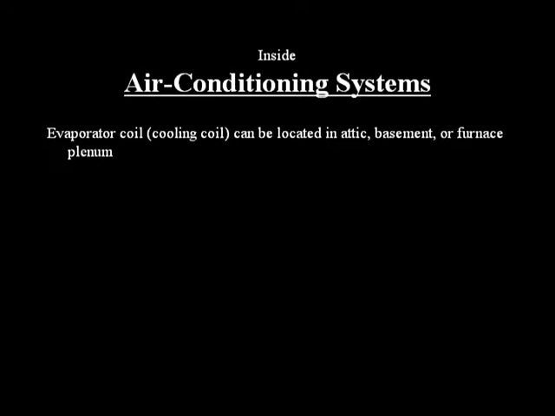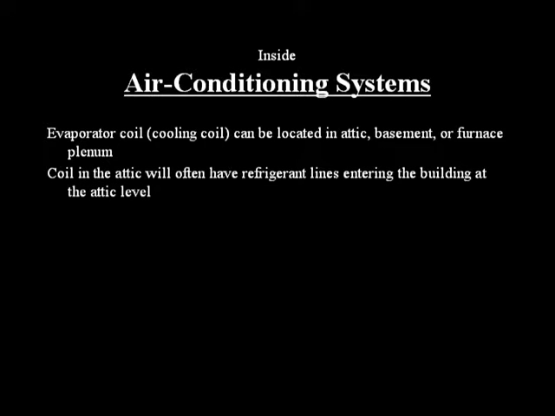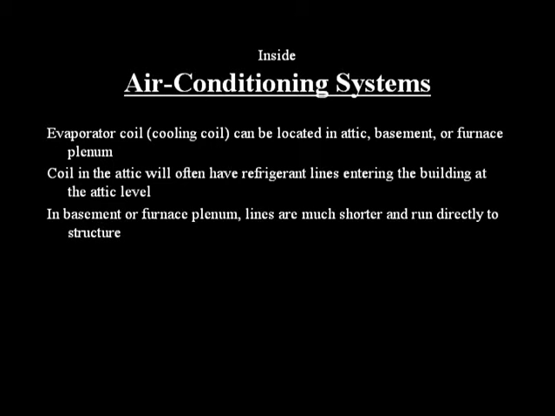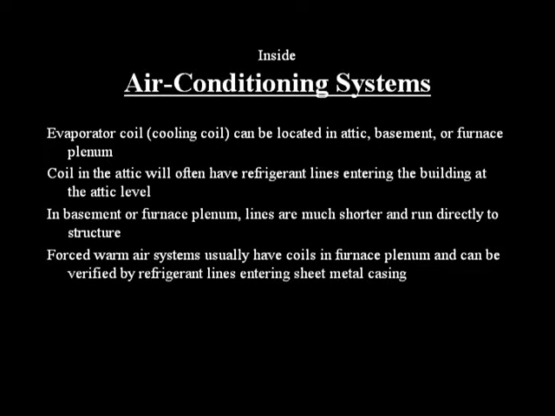The evaporator coil, also called the cooling coil, can be located in the attic, basement, or the furnace plenum. A coil in the attic will often have refrigerant lines entering the building at the attic level. In the basement or furnace plenum, the lines are generally much shorter and run directly to the structure. Forced warm air systems usually have their coils in the furnace plenum and can be verified if refrigerant lines enter the sheet metal casing.